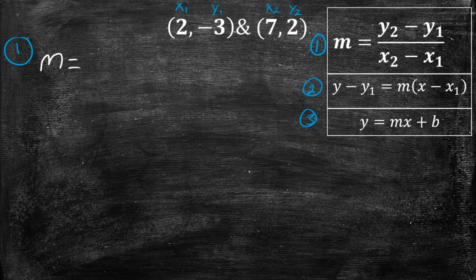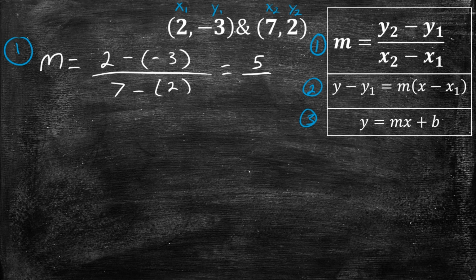We get m is equal to y2, which is 2, minus y1, minus negative 3, and that is all over x2, which is 7, minus our x1, which is 2. Okay, so when we go ahead and do that, we get 2 plus 3, which is going to be 5. And then on the bottom, we'll get 7 minus 2, which is also 5. And when we reduce that, we find that our slope is equal to 1. All right, so that's step 1 complete. Now let's go on to step 2.